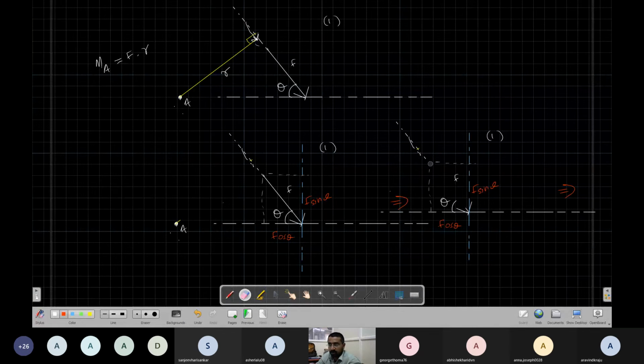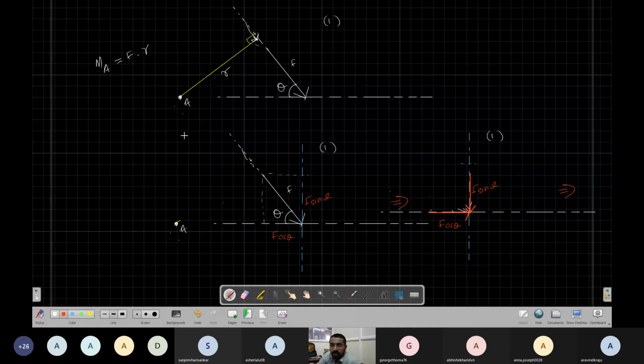I'll remove this force completely, and I replace it with two forces: F sin theta and F cos theta. So in the answer, you only take the line of action and extend it with a perpendicular distance. Mark it: force times perpendicular distance R. That is my moment.